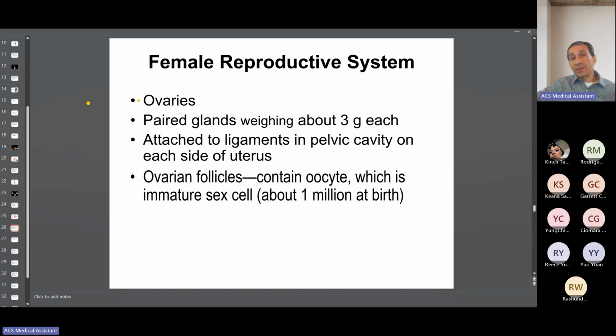That's the purpose. So the ovaries, remember, these are the female gonads. This is a pair of glands. Of course, they are glands. Why are they glands? They are not just organs. They are glands because they produce hormones. It says that they are attached to ligaments in the pelvic cavity.